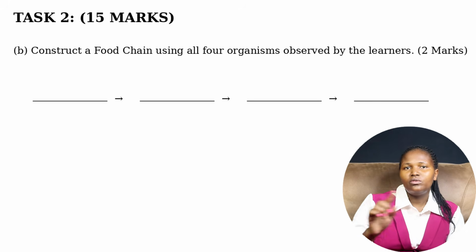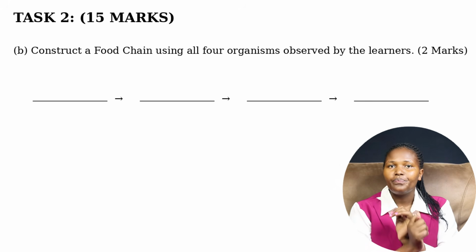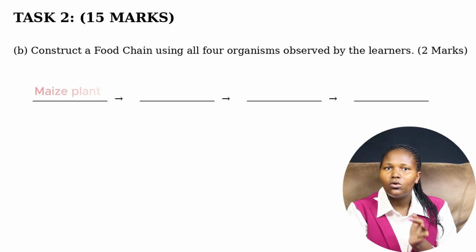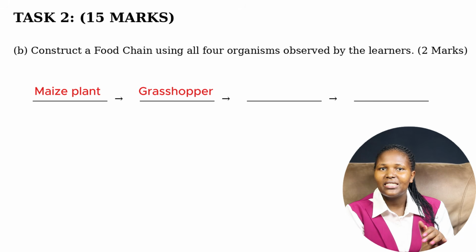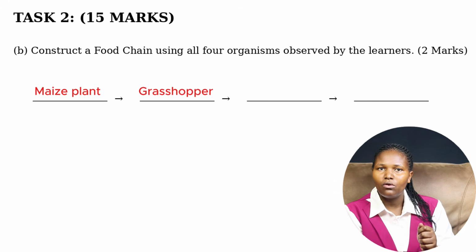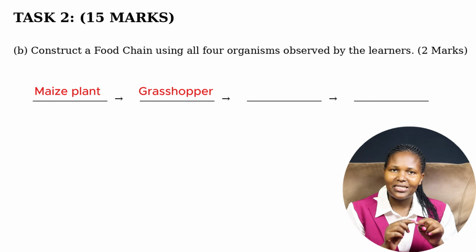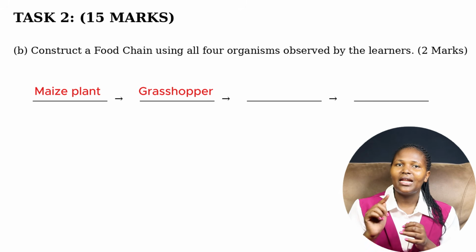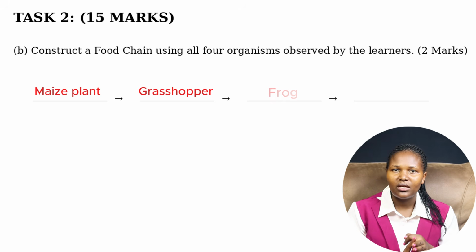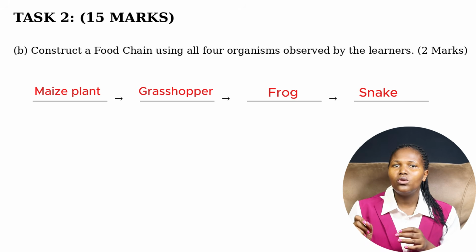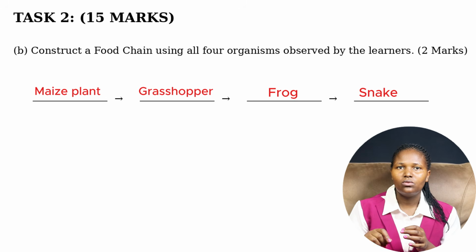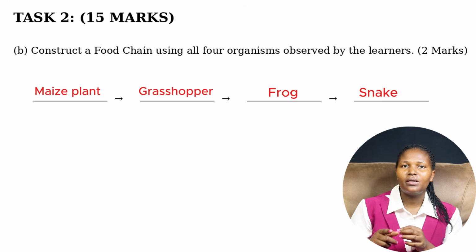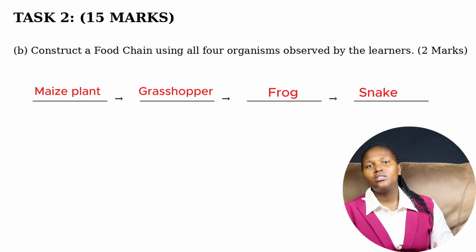So first of all, food chain, we start with the producer, we go to the primary consumer, we go to the secondary consumer, and then the tertiary consumer. And always remember that the arrow should show the direction of energy flow. So we are supposed to start with the maize plant, and then an arrow which is going to grasshopper, the primary consumer, and then another arrow which goes to frog, which is the secondary consumer, and then an arrow going to snake, which is the tertiary consumer, because the snake eats the frog eats the grasshopper eats the maize plant. That is how the food chain should look like.